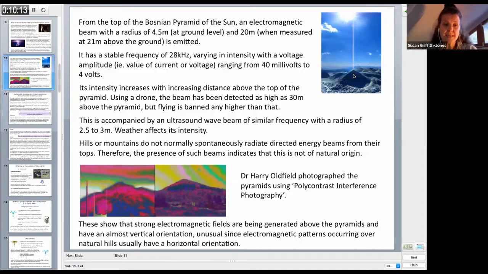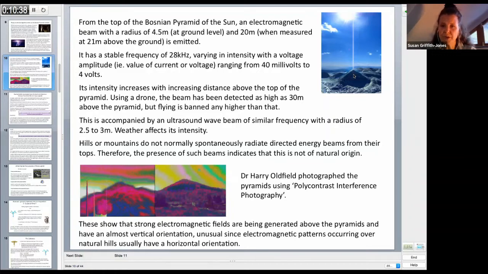This is accompanied by an ultrasound wave beam of similar frequency with a radius of 2.5 to 3 meters. The weather does affect the intensity of this ultrasound wave beam, though. Hills or mountains do not normally spontaneously radiate directed energy beams from their tops. Therefore, the presence of such beams indicates that this is not of a natural origin.